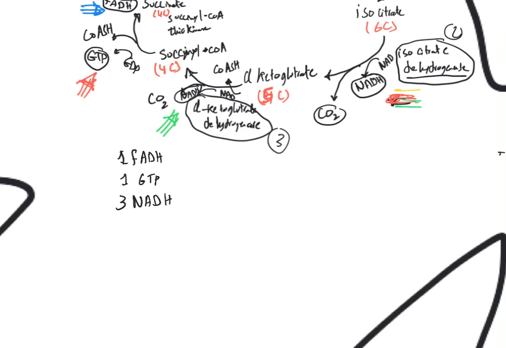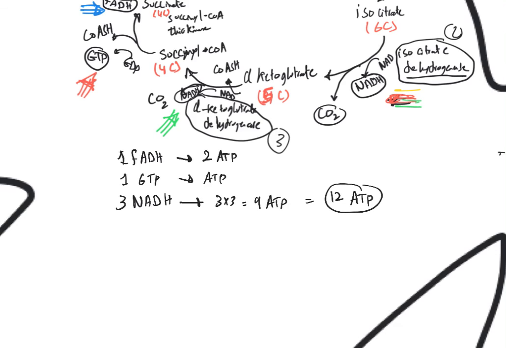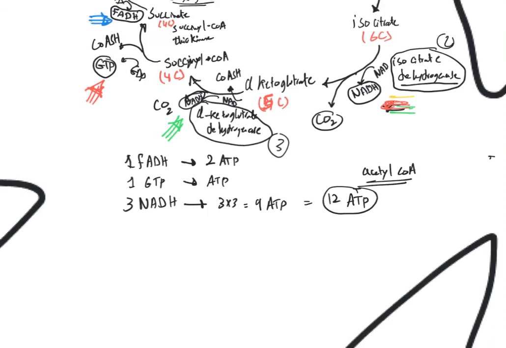If we do the math, as we mentioned before, 1 FADH yields 2 ATP. GTP is basically ATP, 1 ATP. And NADH yields 3, and we have 3 here. 3 times 3 is 9, so 9 ATP. 9 ATP plus 2 is 11, plus 1 is 12. So we're having 12 ATP yield from just one molecule of acetyl-CoA getting into the Krebs cycle. Okay? And that's it for the Krebs cycle.